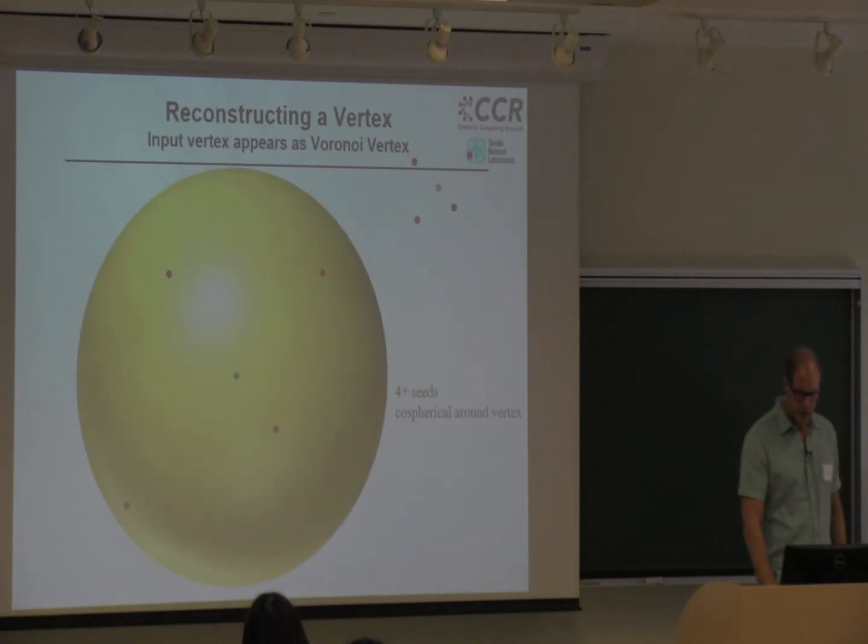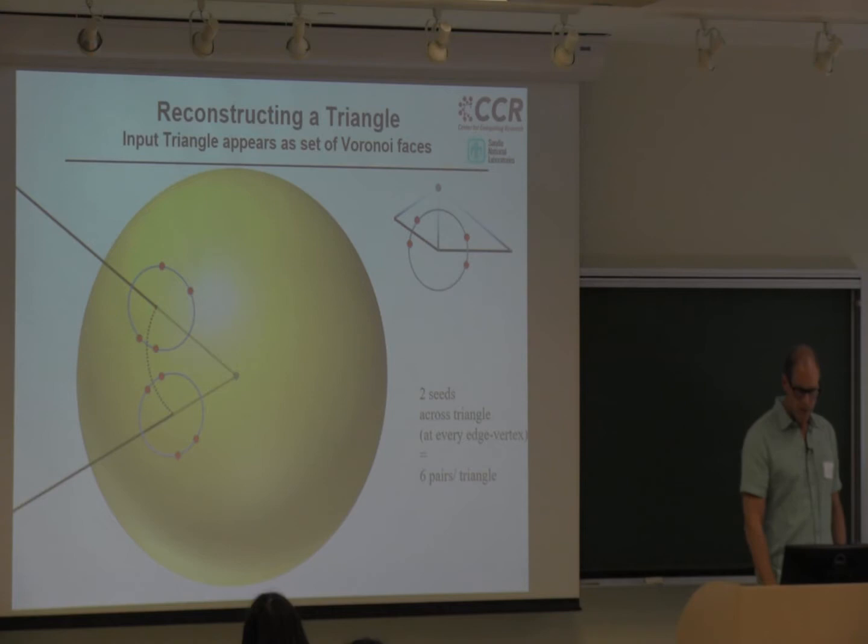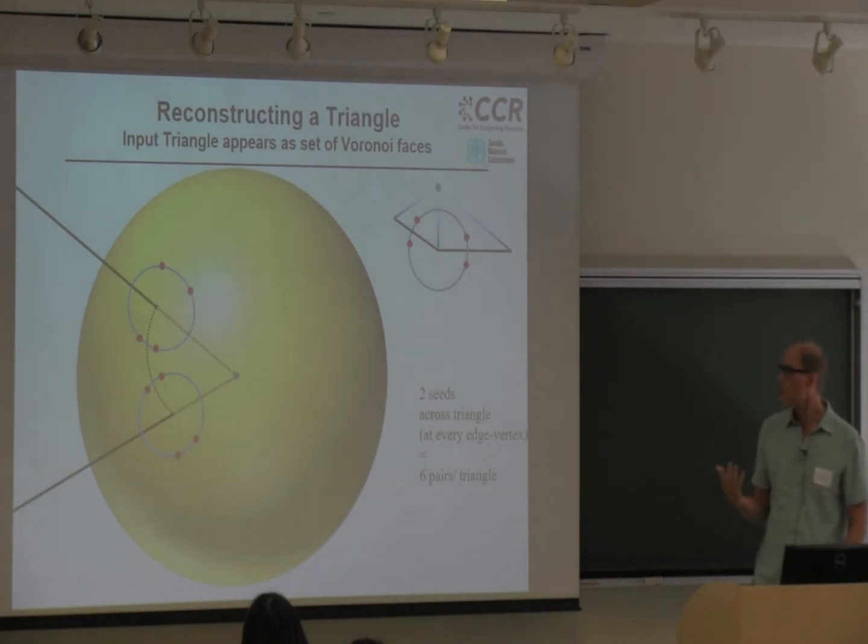All right, so this I already talked about, getting a vertex back. An edge, and when you go to a face, a curious thing is that you've now introduced an awful lot of Voronoi vertices. For every triangle in vertex combination, you now have 2 pairs of seeds. So now you have 6 pairs of seeds, 12 seeds for every face.